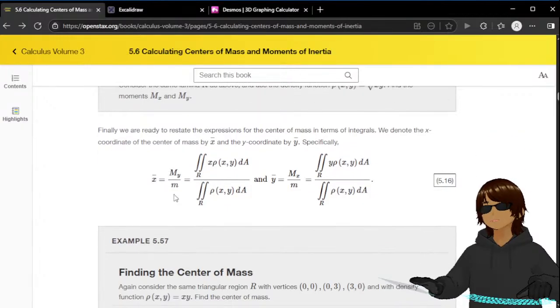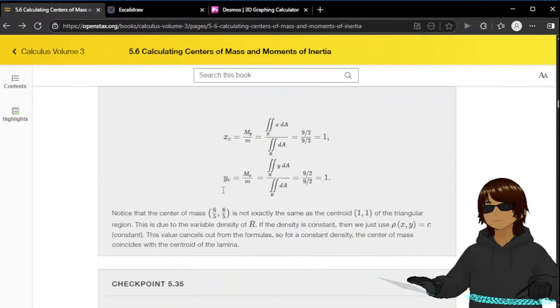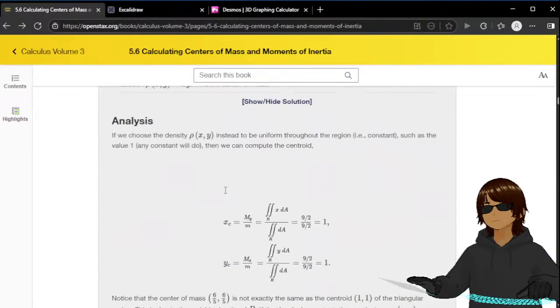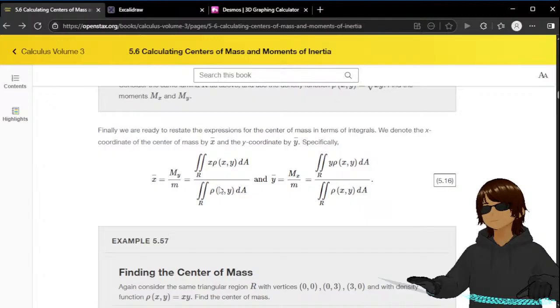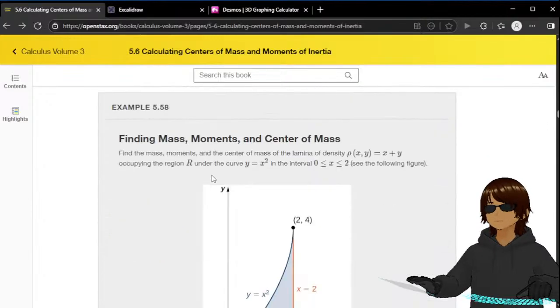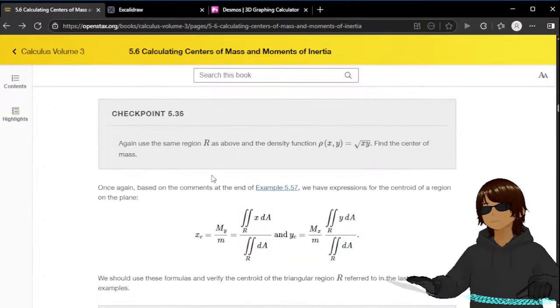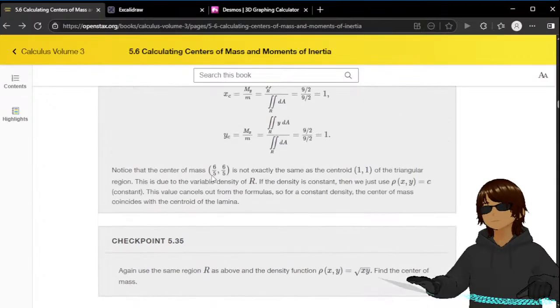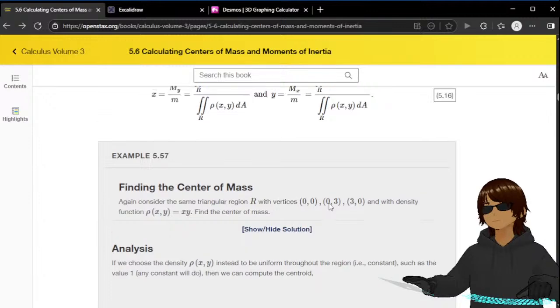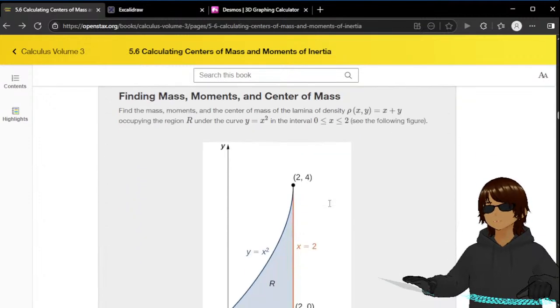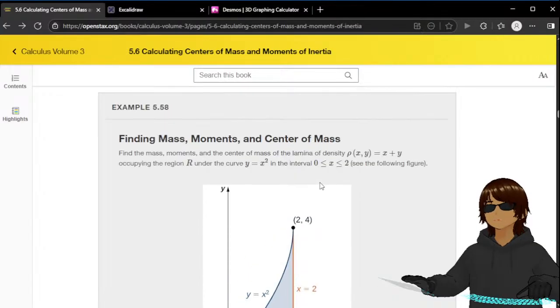Then we have my divided by m, mx divided by m. Use the previous formula divided by the mass. Centroid is the center of mass, right? Not necessarily the geometric center.